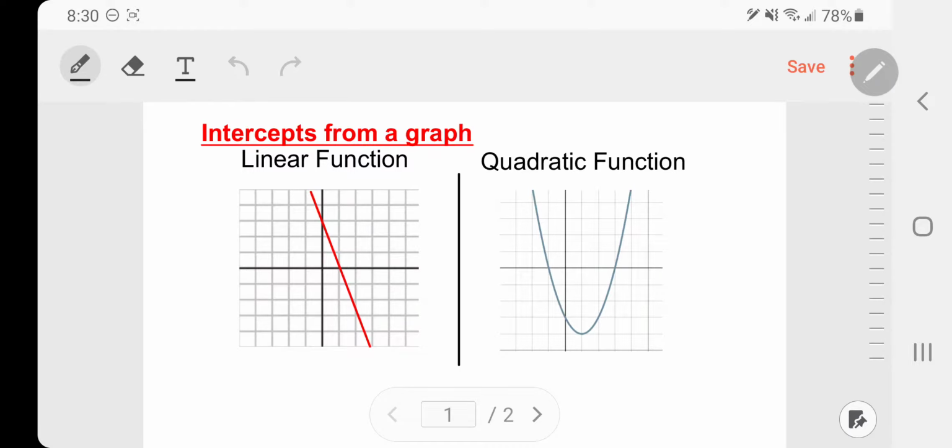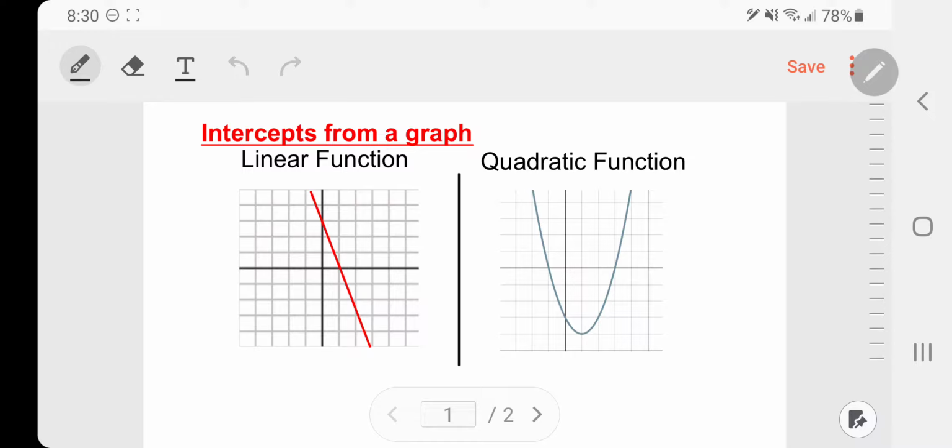Hey everyone. On today's video, we're going to take a look at how to find the x and y intercepts from the graphs of some different functions. So the first one we have is a linear function. Linear, we know, can only have at most one y-intercept and one x-intercept.